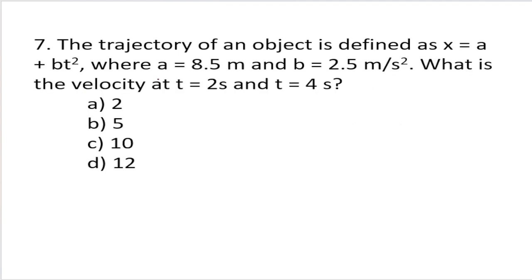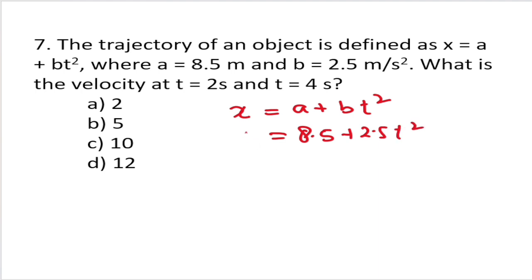Now question number eight. The trajectory of an object is defined as x equal to a plus bt square, where a is 8.5 meter and b is 2.5. This is the value of x. What is the velocity at t equal to 2 second and 4 second? What is the average velocity between t equal to 2 and 4 second?